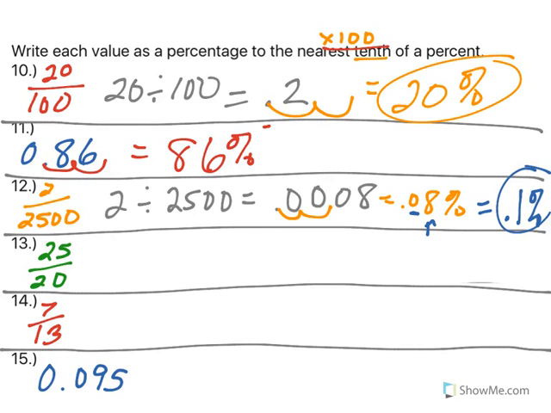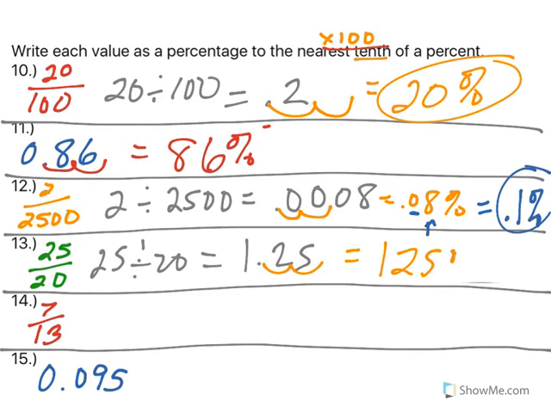In 13, I divide 25 divided by 20, and I get 1.25. Move my decimal 2 places, and I end up with 125%. Now, if you think about it, 100% means everything. So 20 out of 20 would be 100%. Think about a score on a test. So 25 out of 20 is more than that, so it should be more than 100%.